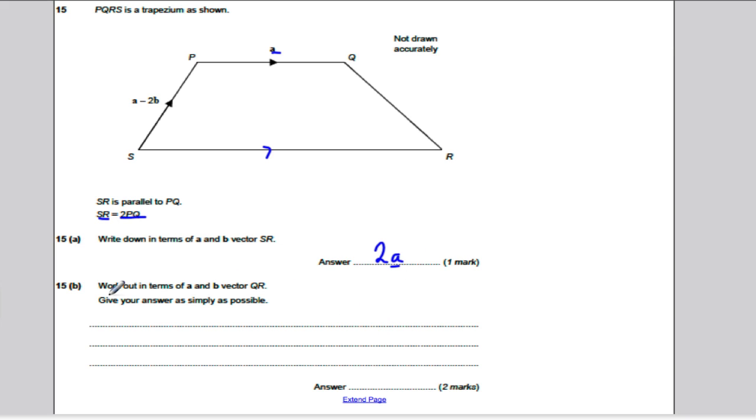15b, work out in terms of A and B vector QR. So what is this vector here from Q to R? So the question is, how do I get from Q to R? Well, I could go a long way around. I could go back A, so I would go minus A to get to P. Then I would go back this, so I would go minus A and plus 2B. And then I would go along this here, which is 2A. So combine this, minus A plus 2A is just A. So this would be equal to A plus 2B.